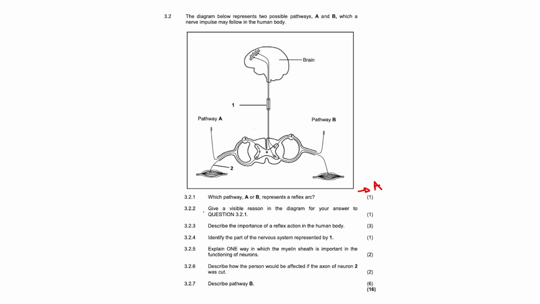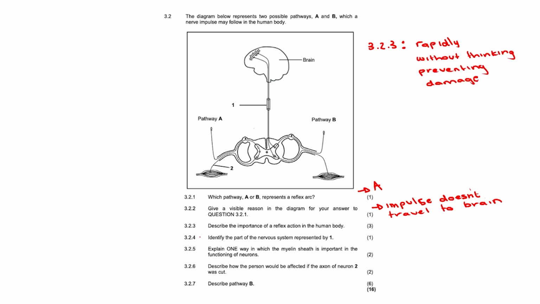Question 3.2.2. Give a visible reason in the diagram for your answer to question 3.2.1. As we have just said, pathway A is the reflex arc as the impulse does not travel to the brain. Question 3.2.3. Describe the importance of the reflex action in the human body. The reflex action is important as it allows a person to respond rapidly without thinking to a stimulus, therefore preventing damage to the body.